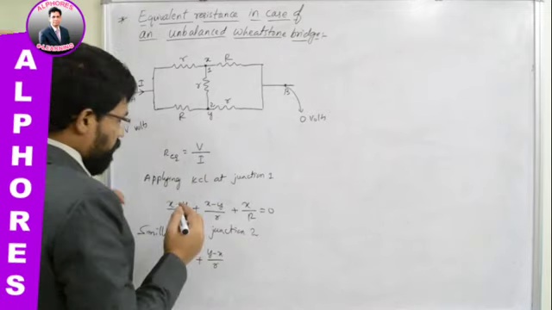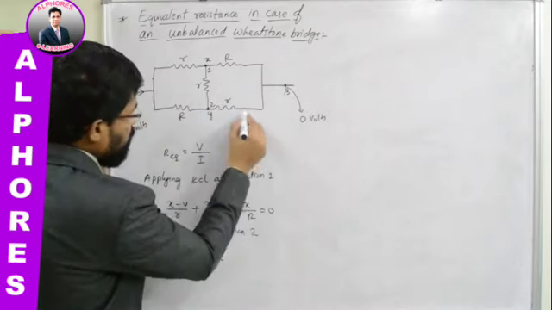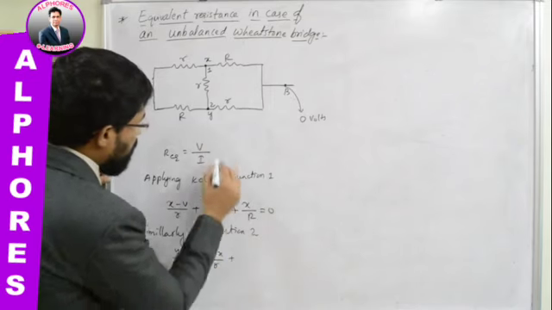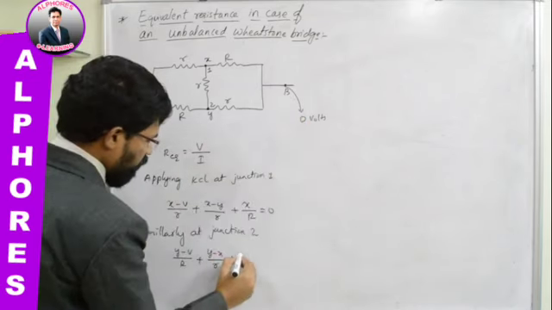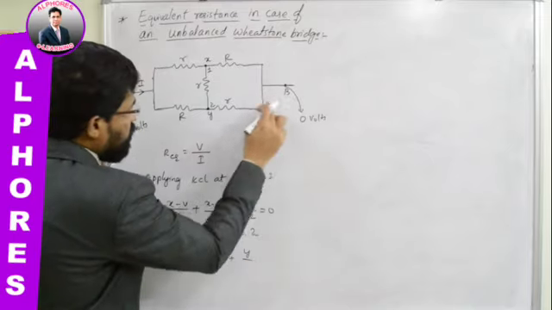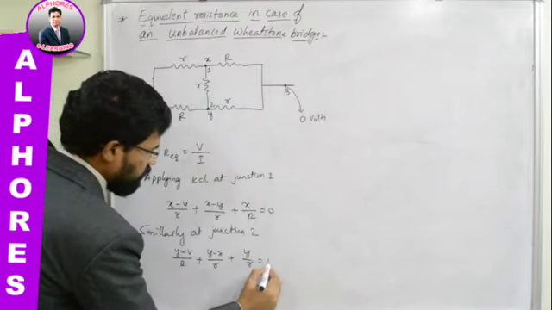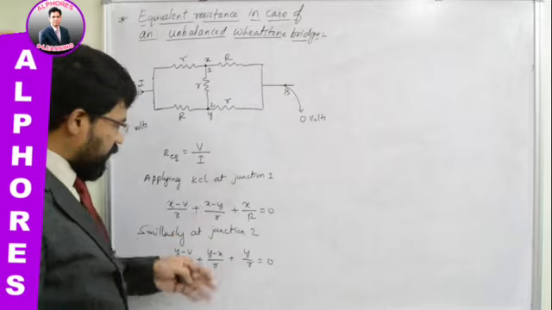Okay. So what about this branch? Plus, here potential is Y, here potential is 0. So Y minus 0, Y, and between these 2 points, how much is the resistance? Small r. So Y by r is equal to 0. So like this we have two equations.